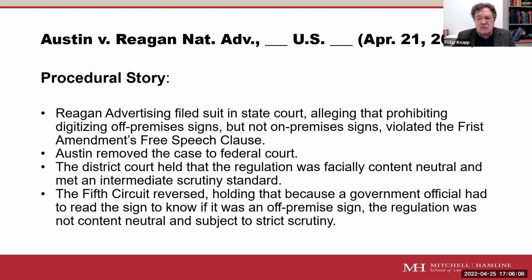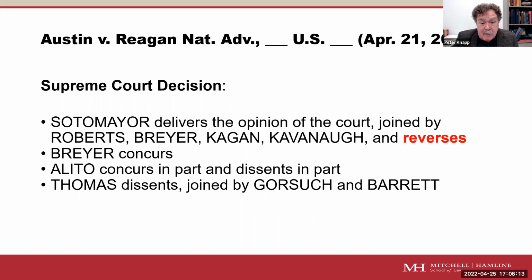And that's the procedural story until we get to the Supreme Court. Well, at the Supreme Court, here's what happened. The Supreme Court ended up reversing the Fifth Circuit. And in an opinion for the court, Justice Sotomayor was joined by Chief Justice Roberts, Justice Breyer, Justice Kagan, and Justice Kavanaugh. Justice Breyer wrote a separate concurrence.